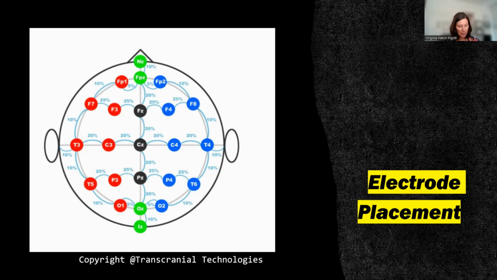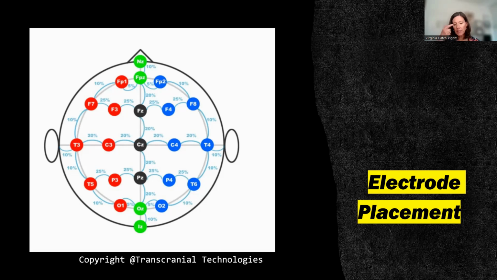So 10% of the way from the left preauricular notch on the left is T3. You can see that here. And then 20% of the distance is C3. Then another 20% is to CZ, another 20% to C4, another 20% to T4, and that leaves 10% of the distance to the right ear.